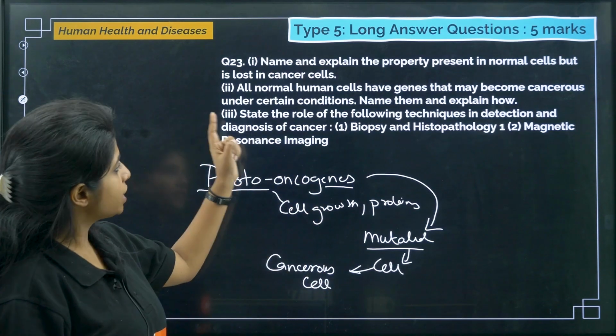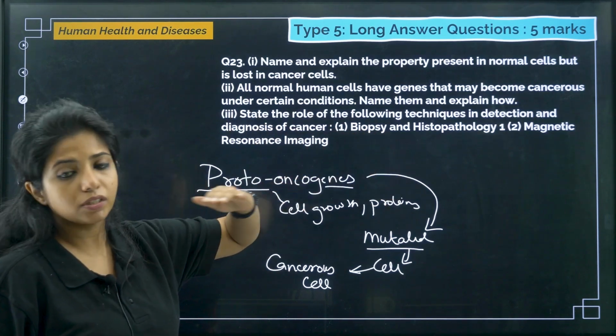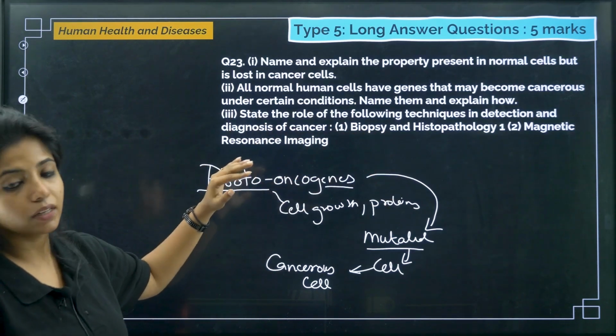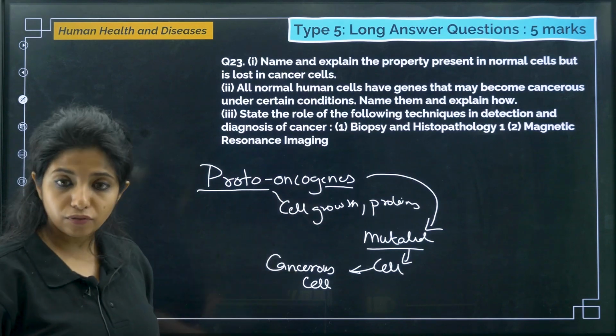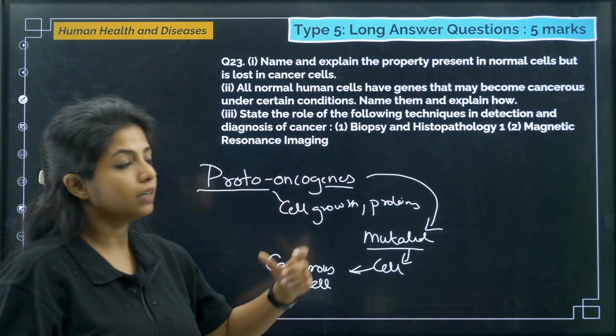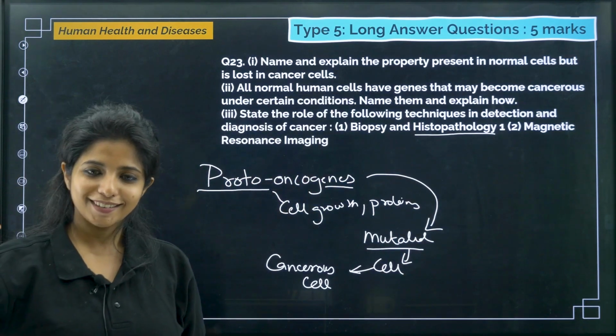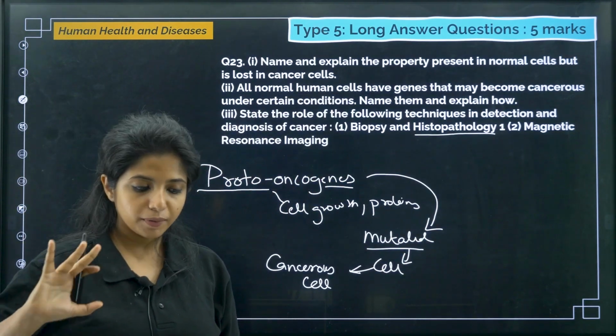Now state the role of the following techniques in detection and diagnosis of cancer: biopsy and histopathological study. I told you already. And magnetic resonance imaging. They are using the magnetic field to understand things. In biopsy, you are cutting the part and you are examining it. This process is known as histopathology. Done. 23rd question done. I hope you will be able to frame answers.